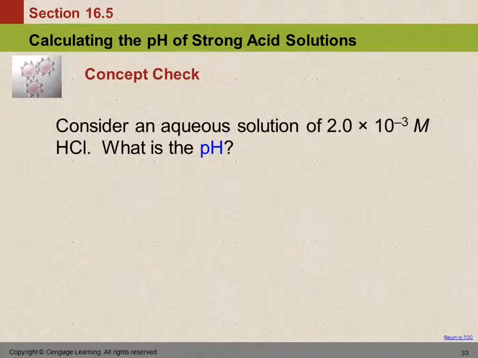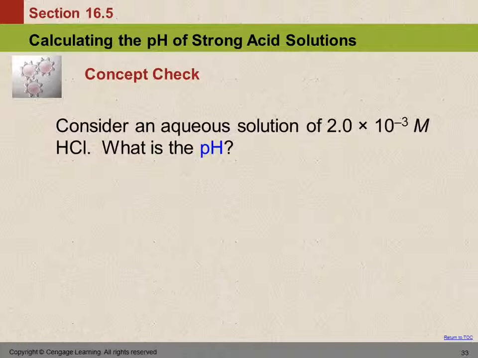So let's do an example like this. Consider an aqueous solution of 2 times 10 to the minus 3rd molar HCl. The examples we were doing on Wednesday, we said, here's the hydrogen ion concentration, or here's the hydroxide ion concentration. This example is saying, here's the concentration of the acid. You can only predict the pH this easily with a strong acid. The good news is I'm only going to ask you about strong acids.